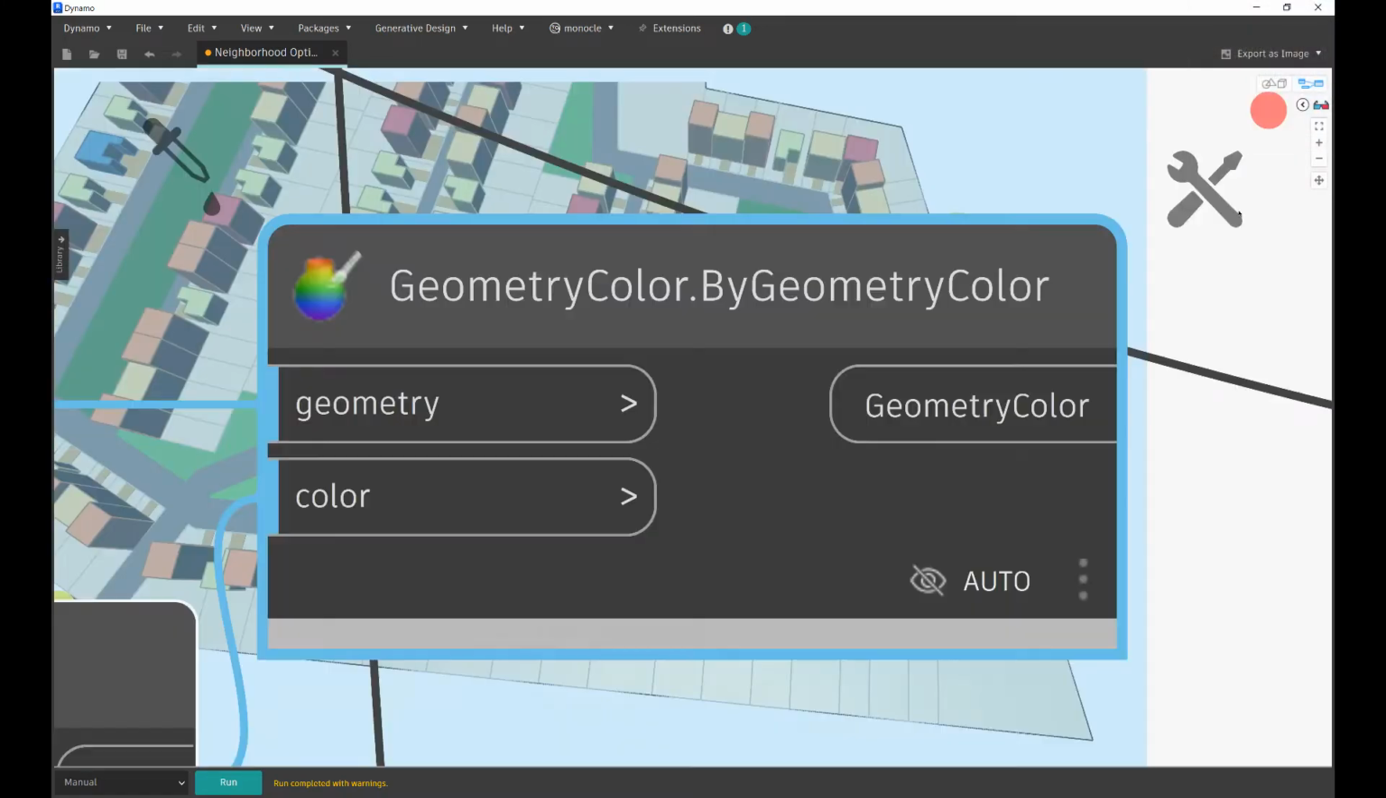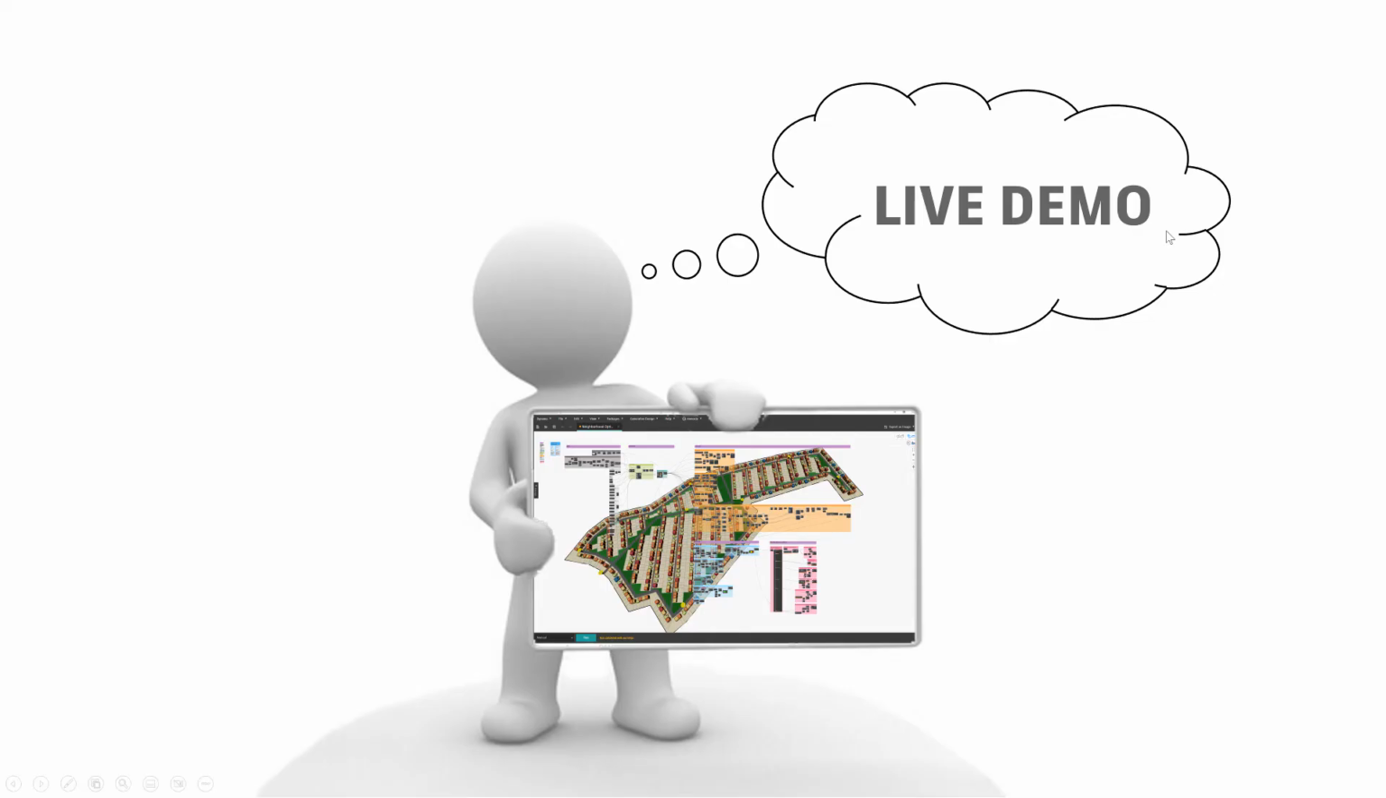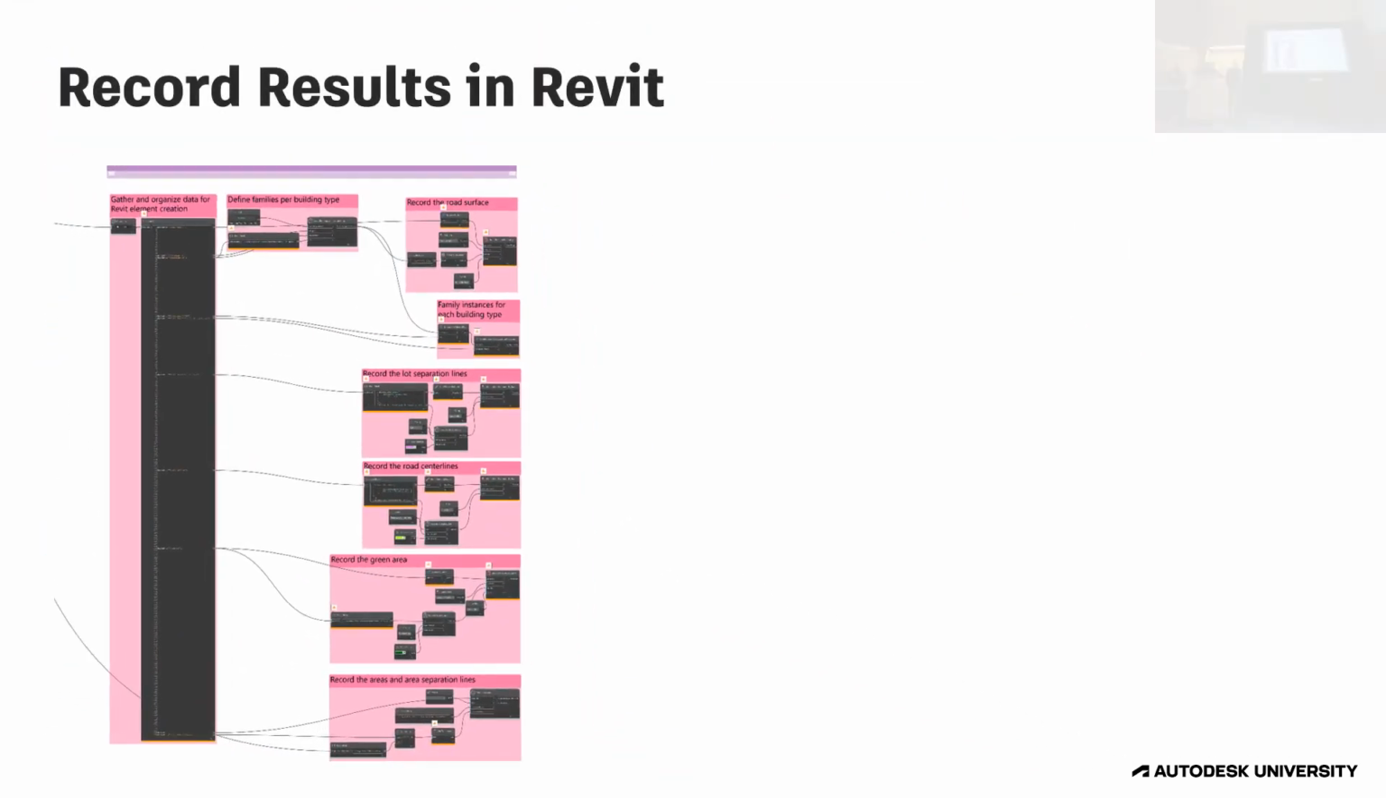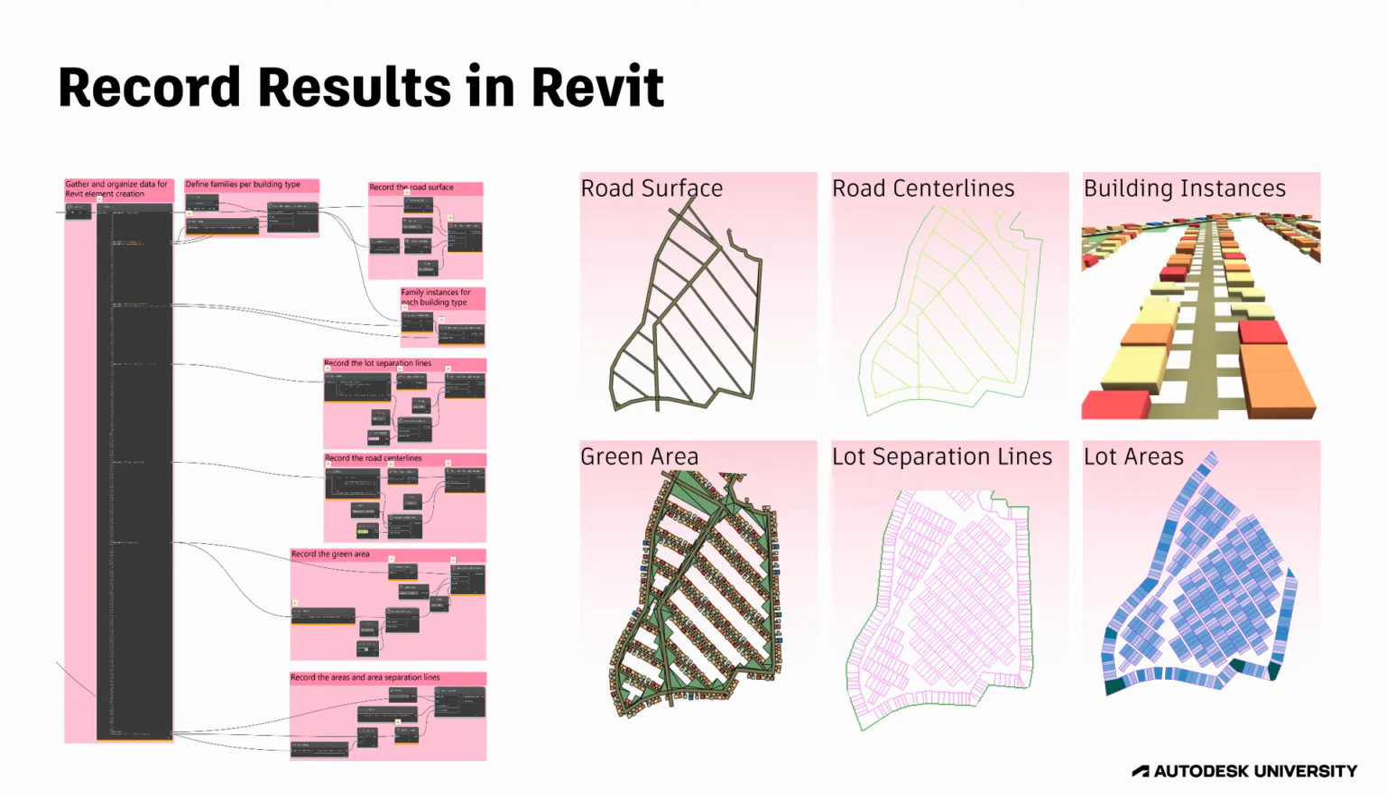All right. Zooming extents and back to you, Dieter. Yeah, so the final part of the script is to record the results in Revit because we need those objects in there for further reuse in Spacemaker and then later also in Civil. So the parts that we are taking in there are those six objects. There is an object for road surface. This is more for the visualization of it. We are not doing anything with the road surface in Revit anymore. It's just to have a bit of a reference.